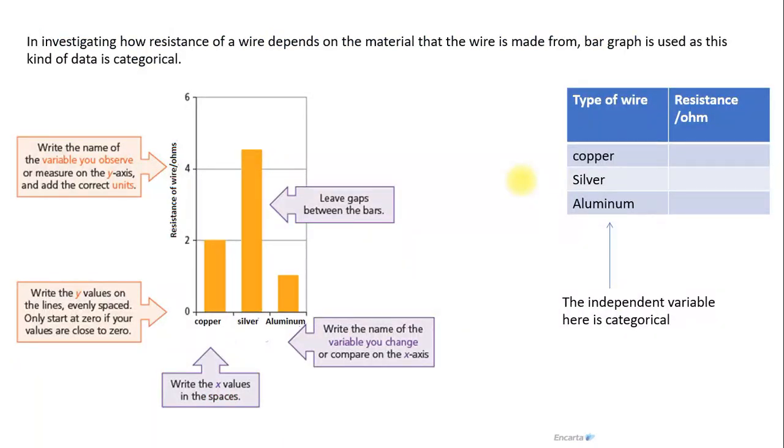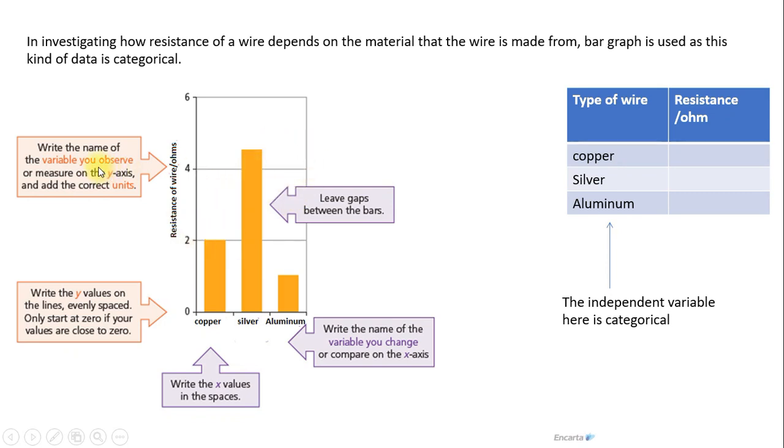Now, in investigating how the resistance of a wire depends on the material that the wire is made from, a bar graph is used as this kind of data is categoric, like what we have here: types of wire, copper, silver, aluminium. The independent variables here are categorical. These values will produce corresponding resistance. The resistance of copper may differ from that of silver and so on. So this type of variable or data here should be plotted like this.